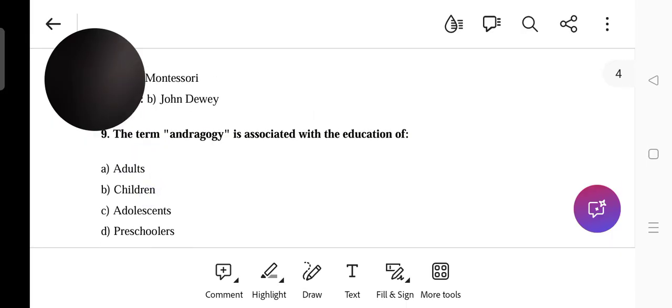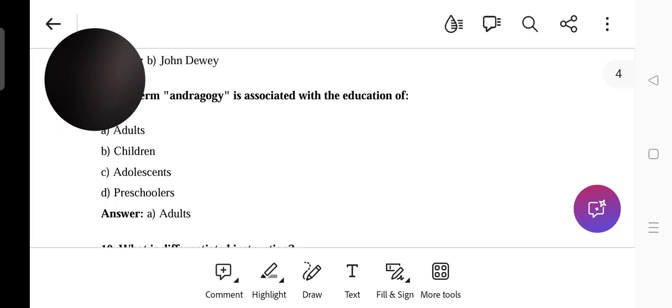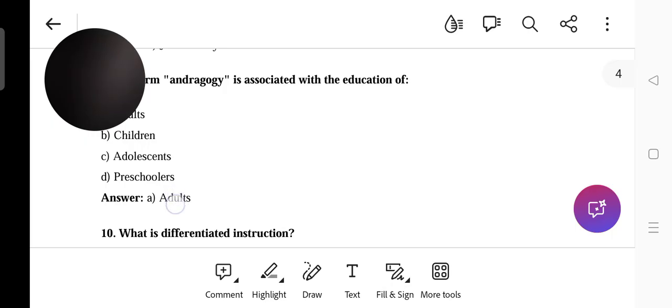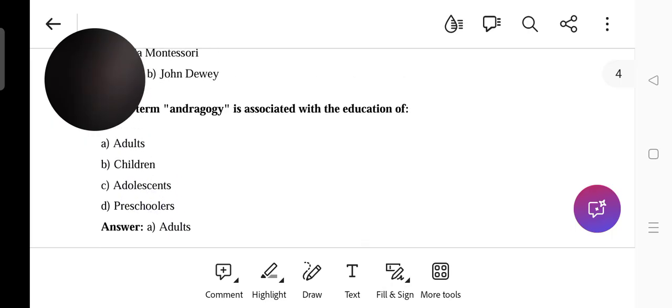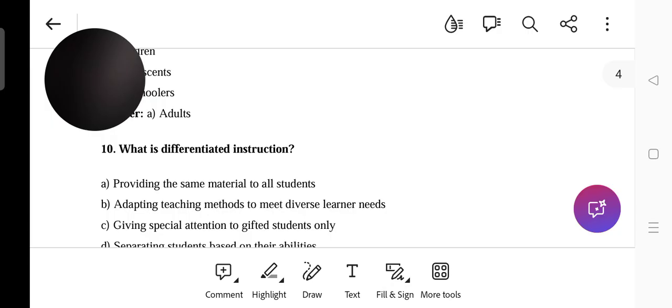The term andragogy is associated with the education of option A, adults, option B, children, option C, adolescents, and option D, preschoolers. So what will be the appropriate option? The term andragogy is associated with the education of adults. Okay, andragogy is associated with the education of adults. Always remember.